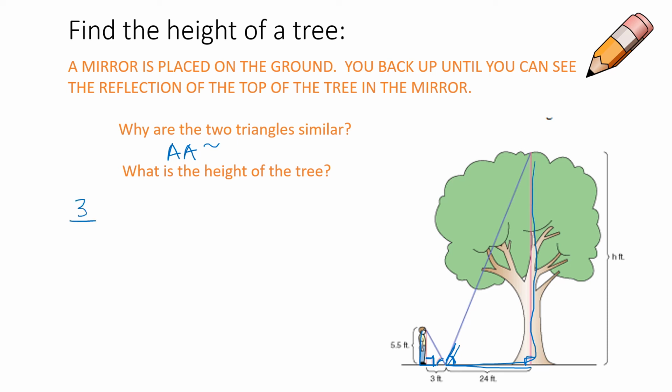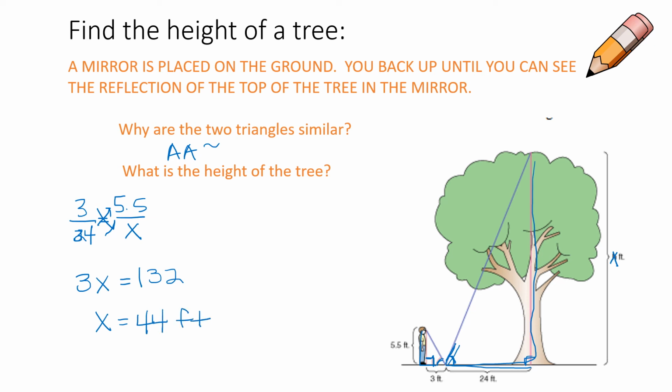So the bottom 3/24 has to be congruent to 5.5 over x, because x is the height of the tree. We can make this height of the tree x. So when I cross multiply, I get 3x equals, if you type in your calculator, 24 times 5.5, you should get back the number 132. And when I divide both sides by 3, I get x equaling 44.